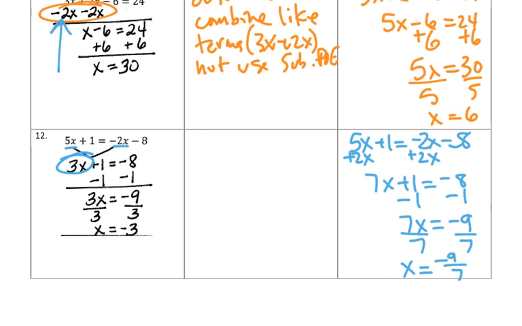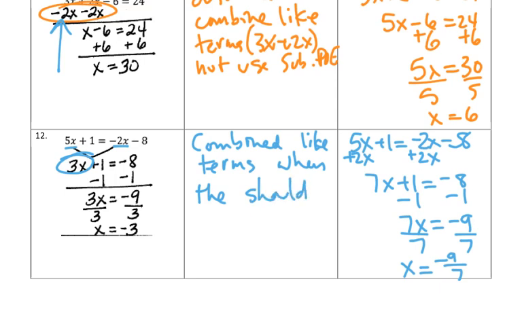So what didn't they do? So here they did kind of the opposite. Combined like terms when they should have used either the addition or subtraction property of equality.